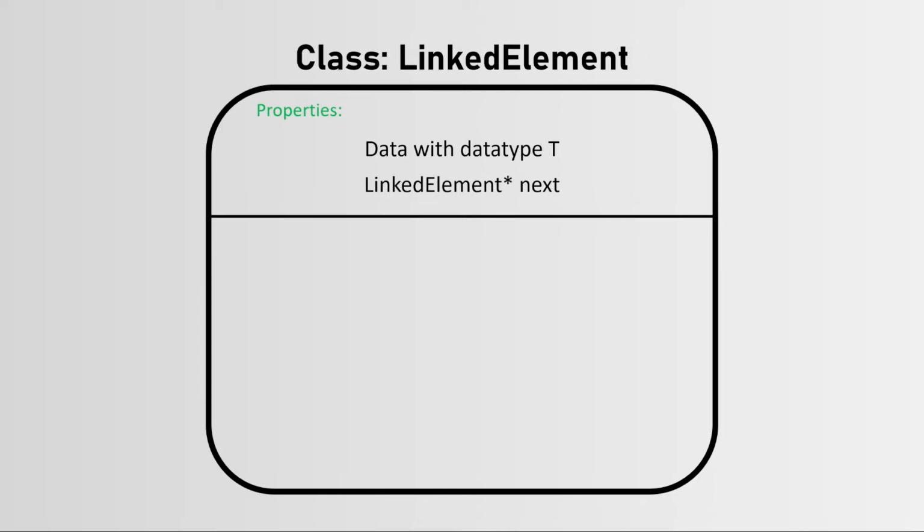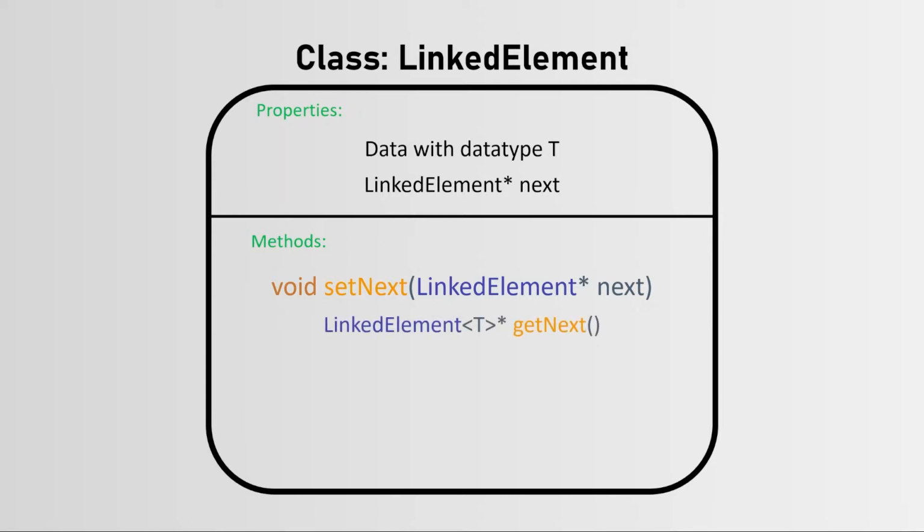So here we need 2 methods per property, a setter and a getter method for each. The function setNext gets a pointer to the desired next element in the linked list as an argument and sets the next property equal to the argument. The getNext function just returns the stored pointer to the next element. And for data, we have those as well. A setData to change the stored data and a getData to read the data.